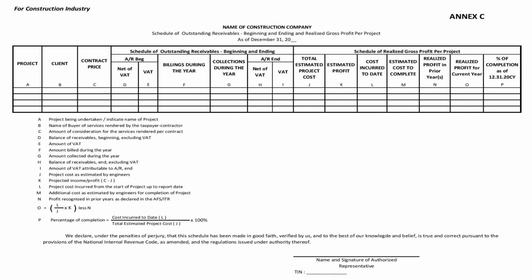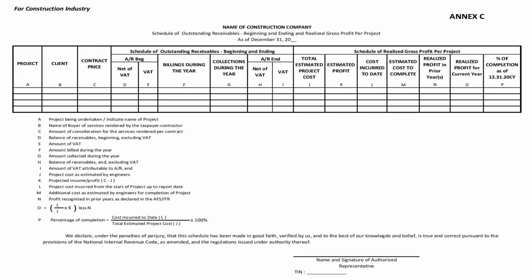So, how much is the receivable beginning? How much is the ending? So, we have accounts receivable beginning, net of VAT, and then the VAT. Billing during the year equals collection during the year. Accounts receivable end, net of VAT, and then the VAT. So, schedule of realized gross profit per project, total estimated project cost, estimated profit. We have cost incurred to date. We have estimated cost to complete, realized profit in prior years, realized profit for current year, and percent of completion as of December 31, 2020. So, that is the schedule of realized gross profit per year.